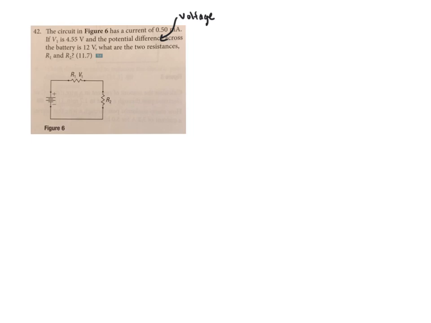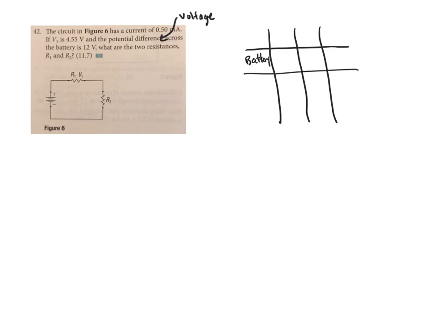Okay, so I can make a table where I list all of the items. So that would be the battery, and then that would be two resistors. So I'm going to just call them 1 and 2. Okay, they've labeled it R1 and R2. I'll just label them item 1 and item 2. And then labeling the columns with what I usually do, voltage, resistance, and current.